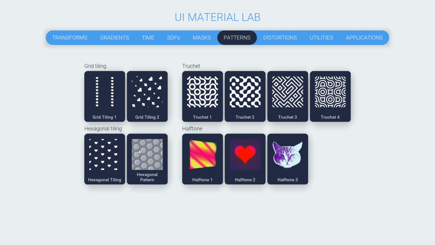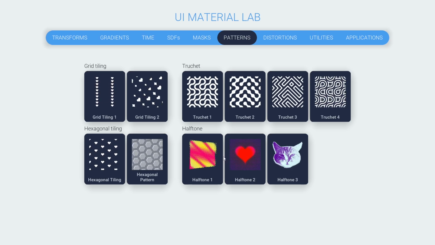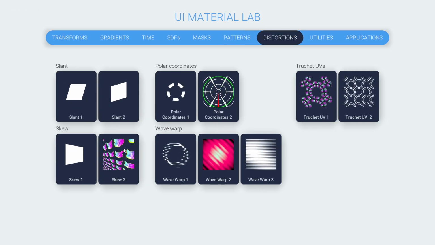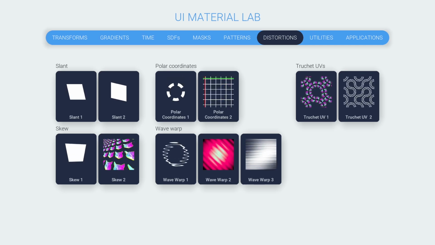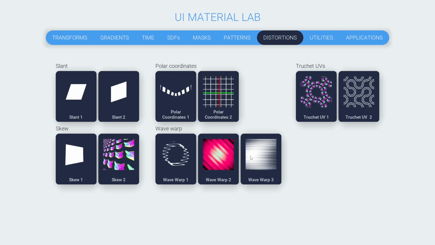Hexagon pattern, that's a pretty cool animated texture. So the halftones, I'll have to check this one out because I'm wondering how they have that set up. Now for distortions, we have things like slant, skew. This is a pretty cool effect. It looks sort of like 3D, even though it's just an animated material image. Wave warp. I'm not really sure what you'd use that one for.